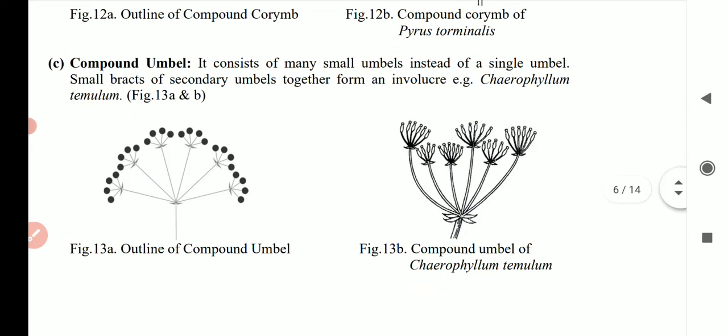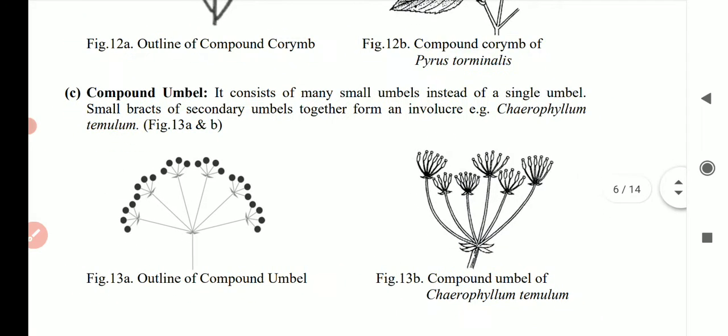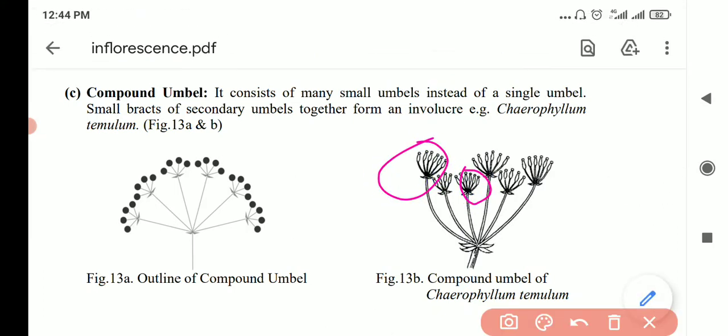Then compound umbel, so easy. It is just your umbrella shaped flower, but so many. This is one umbel, this is another umbel, another, so many. So when there are many umbels on a single main axis, together they form the compound umbel. Example is Cheirophyllum temulum. There's the example you'll have to learn by heart. There's no story for me to tell you about this.